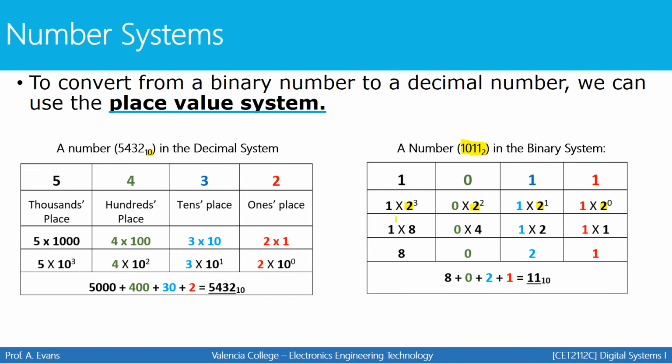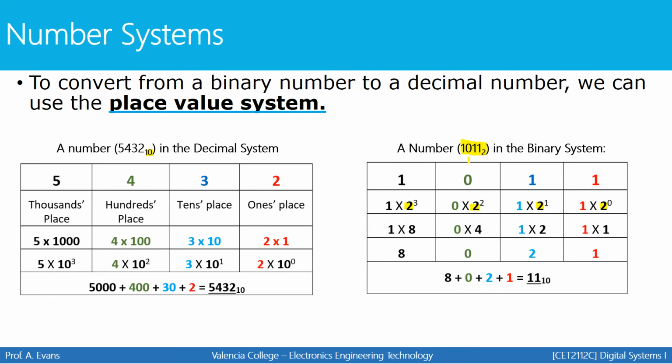Now you're simply going to simplify each one of those and add them together. Once you simplify each one of these, we'd have 1 times 8, 0 times 4, 1 times 2, and 1 times 1. We're going to take those and add them together. Once we do, we'll get the value 11. The value 11 is the decimal equivalent for this binary number. So 1011 in binary equals the number 11 in decimal.